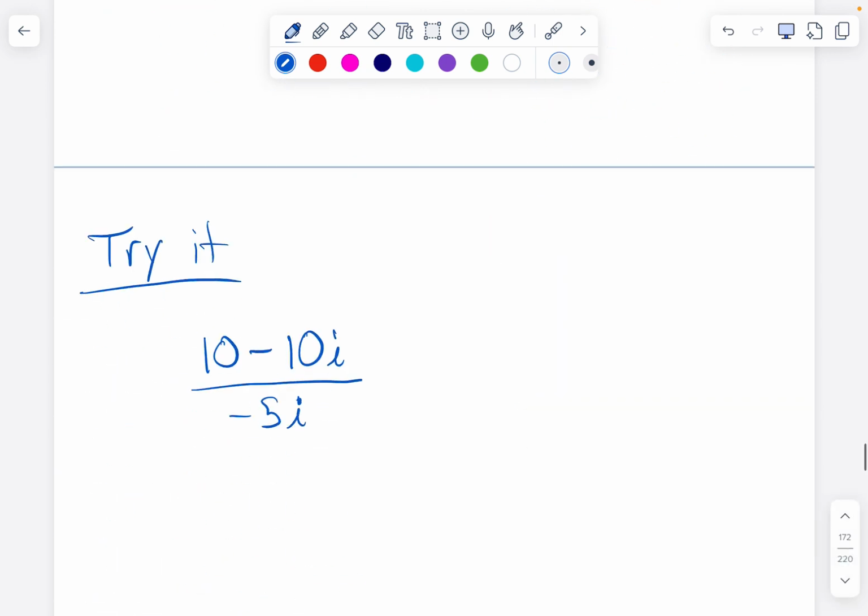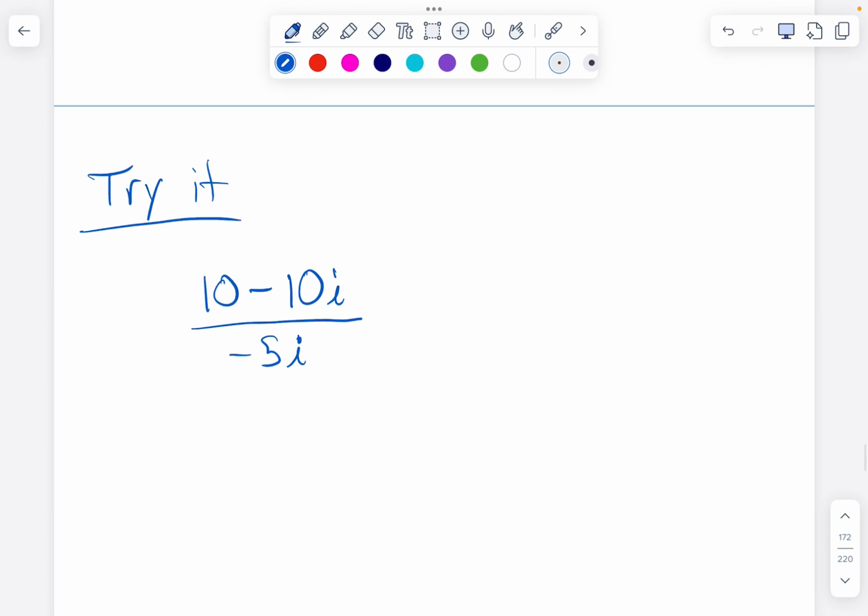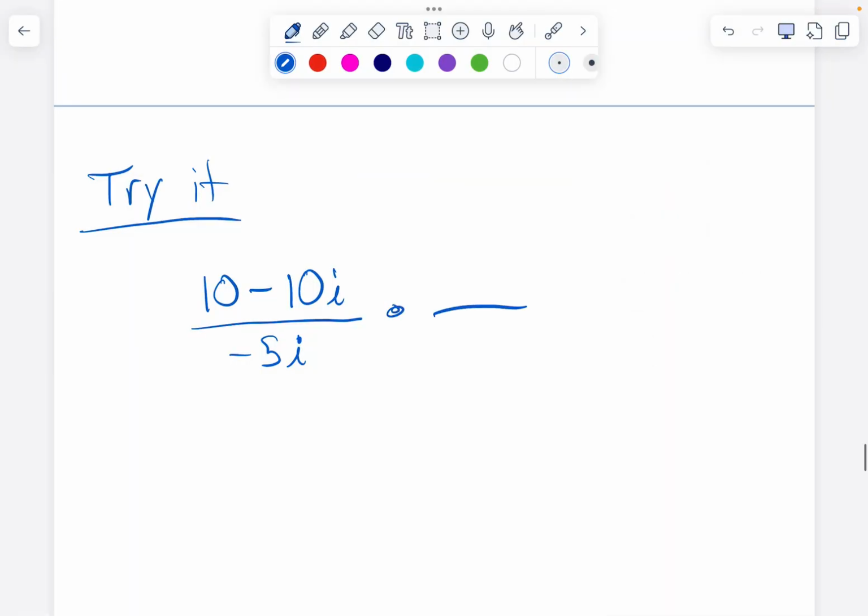All right, try this one. Your complex conjugate is just 5i on this one. Everybody listen. You could think of this as 0 minus 5i, so then it would be 0 plus 5i. This becomes 50 plus 50i.